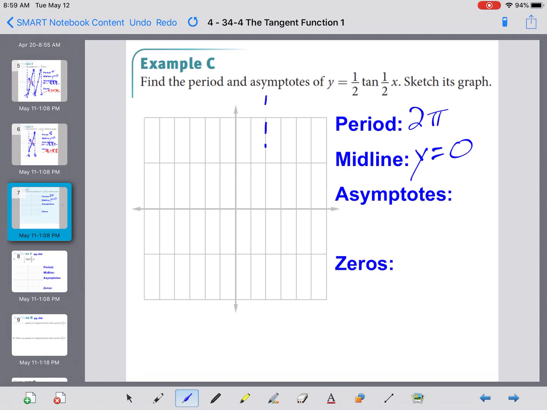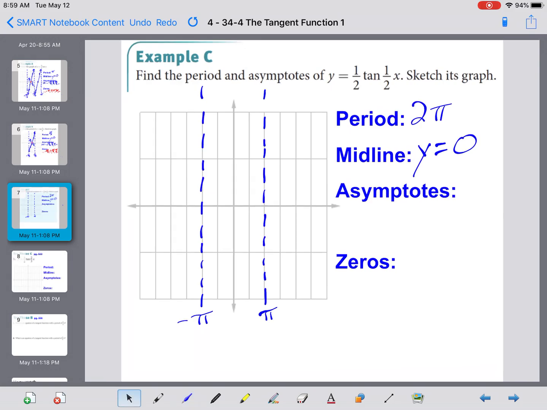Okay, so if the period's 2 pi, I'm going to have asymptotes here and here. Now remember, this is the trick. I want the total distance between these to be 2 pi. So I can't go left and right 2 pi, right? This is the number one mistake. I see a lot of students put a negative 2 pi there and a positive 2 pi there because the period's 2 pi. This distance, though, is 4 pi. It's too far. So half of my period is pi, and that's how far I have to go right and left to get to my asymptotes, okay?